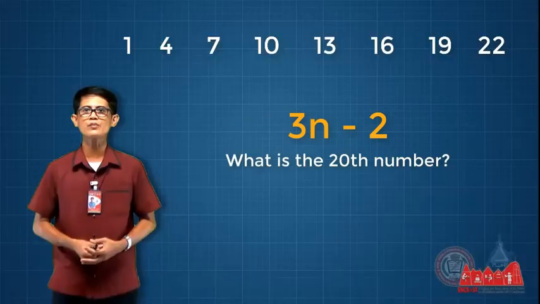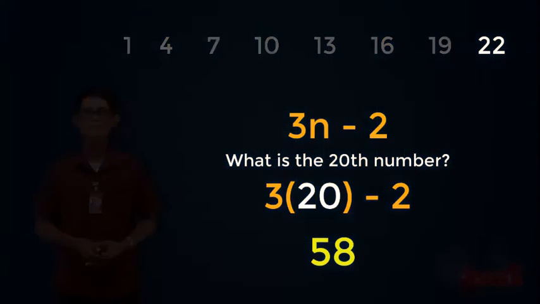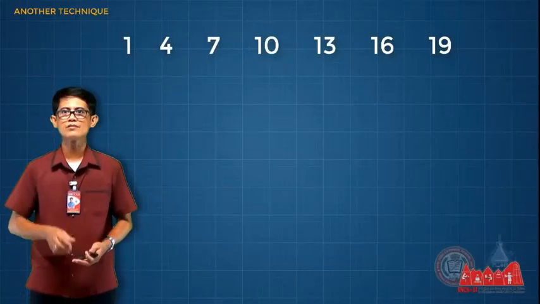We can now jump to the 20th number. 3 times 20 minus 2 is 58.